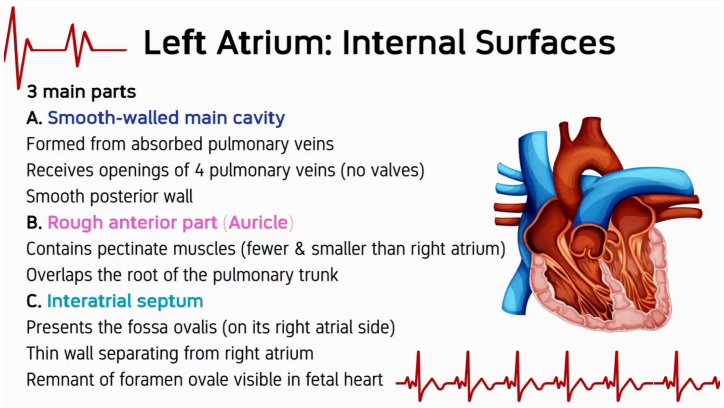So this contains pectinate muscles, which again increase left intra-atrial pressure, and thereby open up the mitral valve to allow the flow of blood into the left ventricle. And then we have the interatrial septum. Now, this interatrial septum also has the fossa ovalis, which is the only reason why I talked about it, right? So this is where the foramen ovale will be visible in the fetal heart.